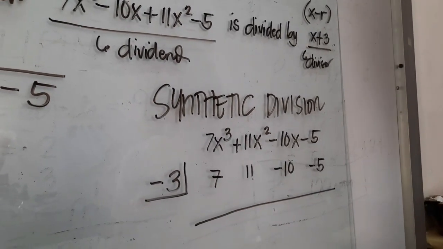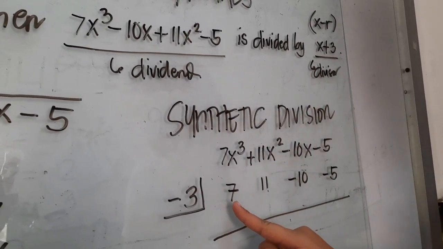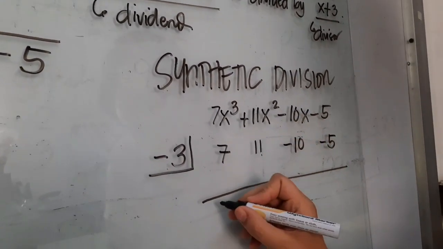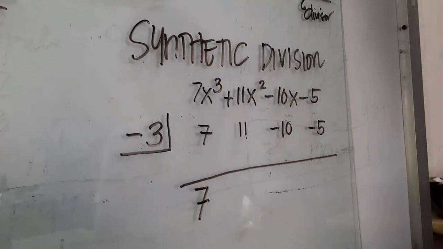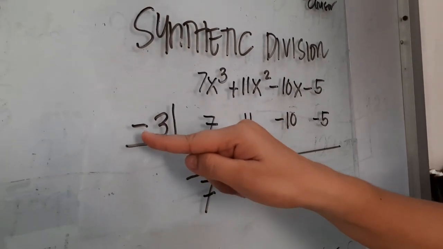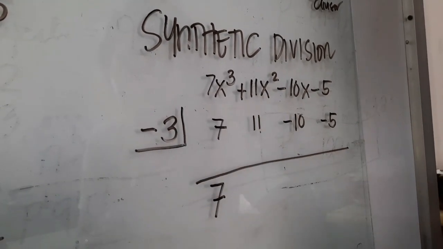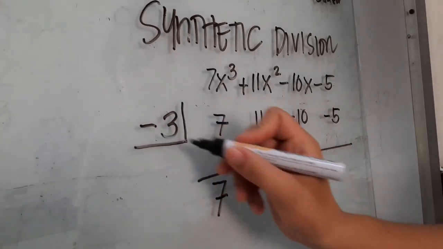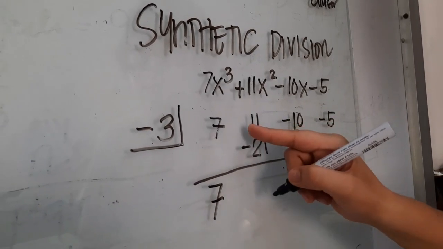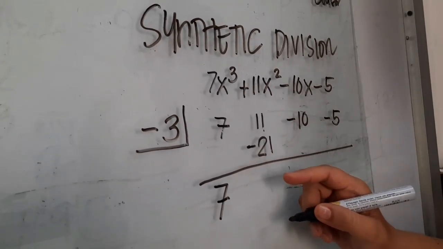Next, we are now going to proceed with our division using synthetic division. First, the leading coefficient, bring down. So, ato na siyang i-bring down, ang leading coefficient, 7. After that, this leading coefficient will be multiplied to the divisor. 7 times negative 3, the answer is negative 21. Ang answer ana niya, we will be writing that one to the next term. Tapad ni 7, so, sa 11. And then, proceed to the rule of addition.